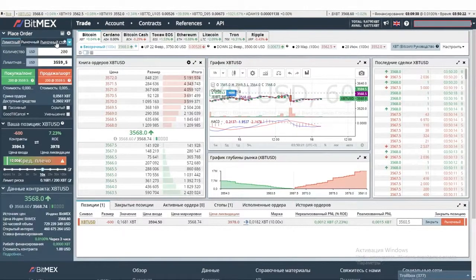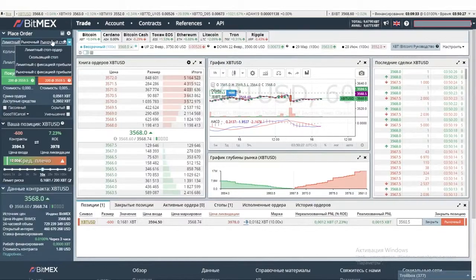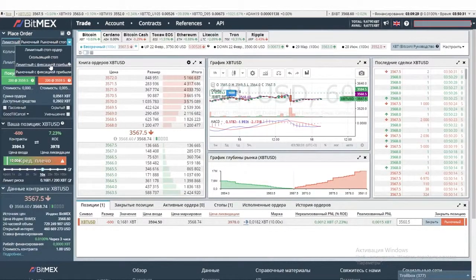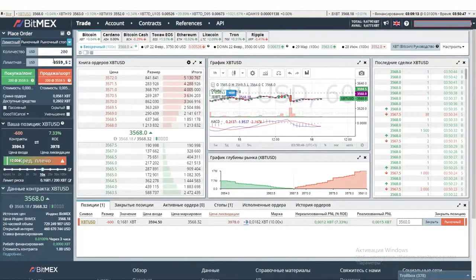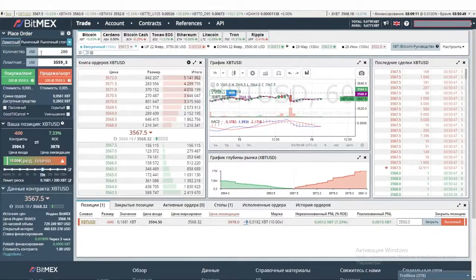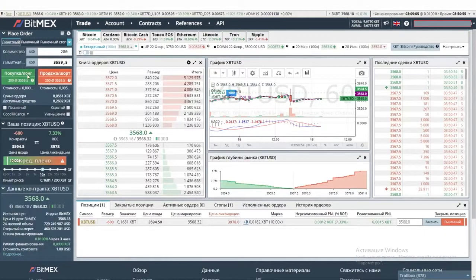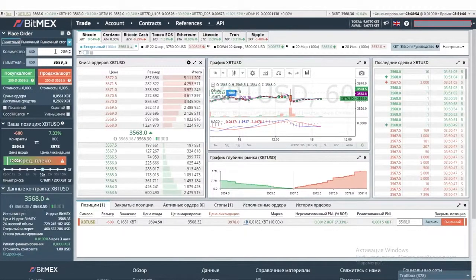Let's start with the orders on the exchange. There is a large number of orders that are able to open and close positions. This exchange has more orders than any other cryptocurrency exchange. These are the limit order, market order, market stop, limit stop, trailing stop, limit take profit and market take profit, and let's go through them now. Which orders are responsible for what? Let's start with the limit.